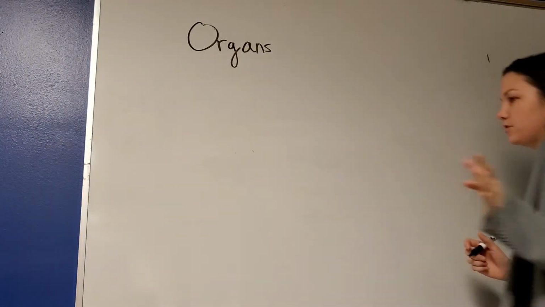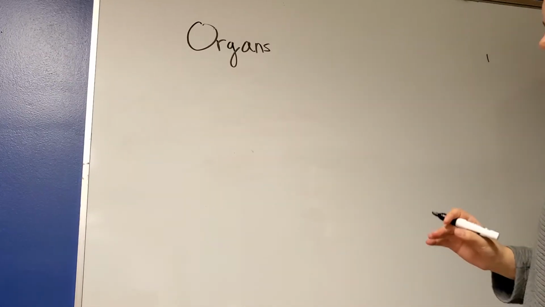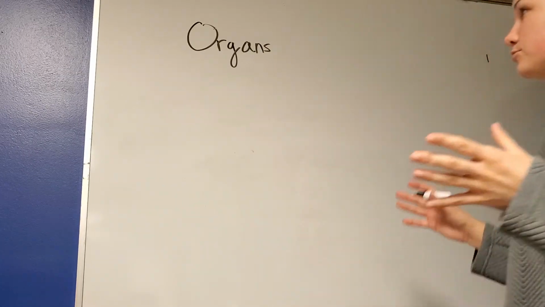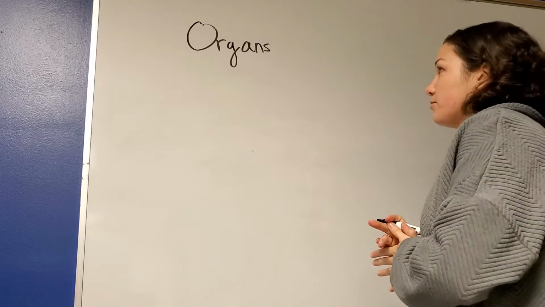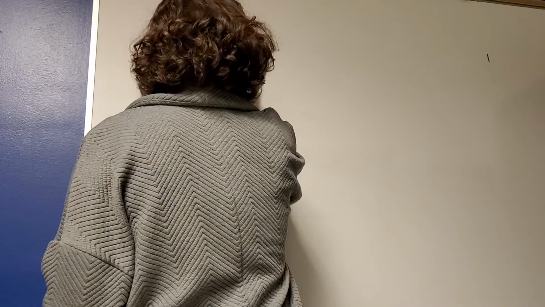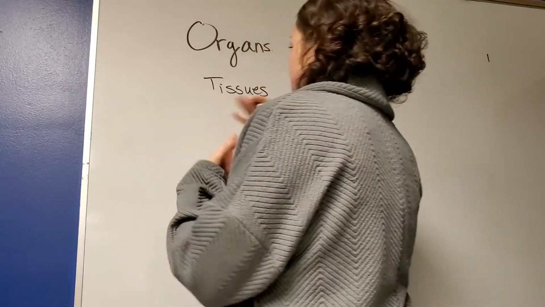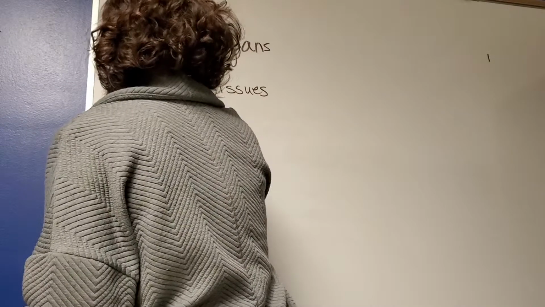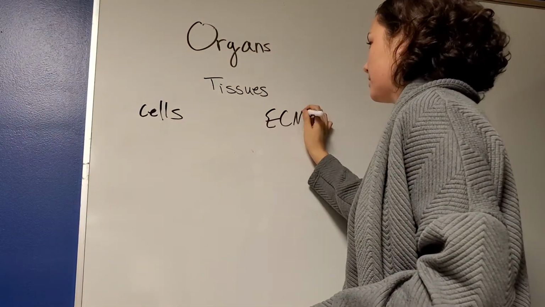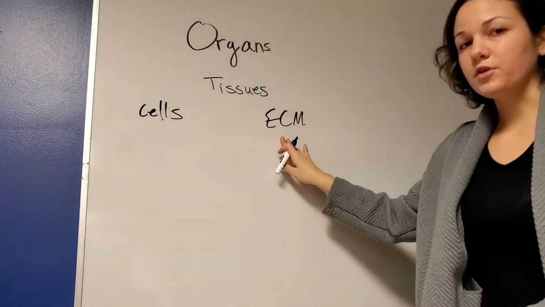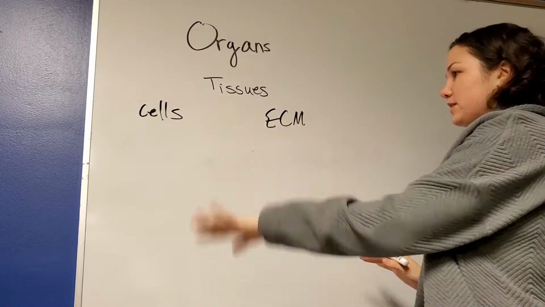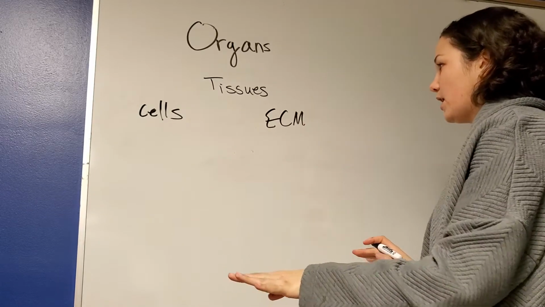This video is an introduction to the histology unit, but before we get into the actual histology, I want to take it all the way back to the beginning. So humans are made of organs, right? And organs are made of tissues. Tissues are made of cells and what we call extracellular matrix, which we'll abbreviate from now on as ECM. We'll talk about cells a little bit more later on.